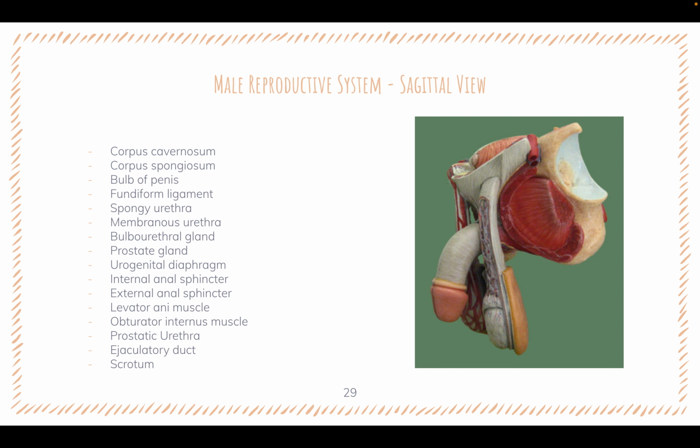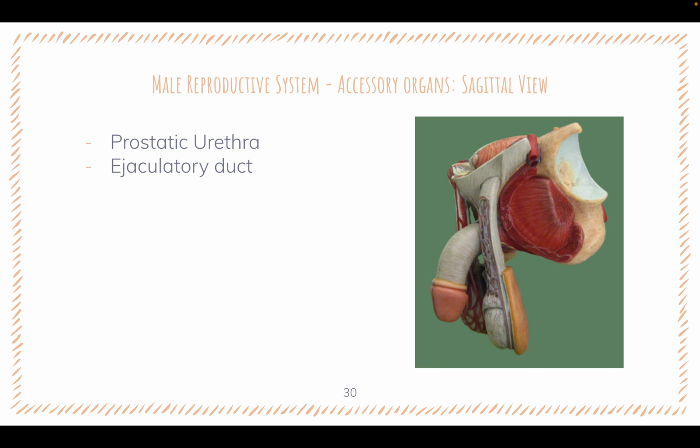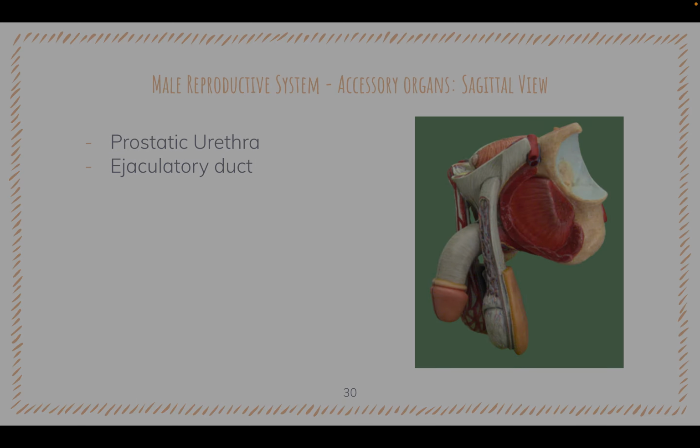bulbourethral gland, the prostate gland, the urogenital diaphragm, the internal anal sphincter, the external anal sphincter, the levator ani muscle, and the obturator internus muscle, the prostatic urethra, and the ejaculatory duct, and the scrotum. In the sagittal view, we have the prostatic urethra and ejaculatory duct.